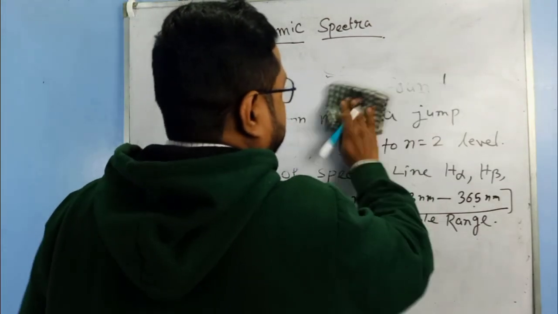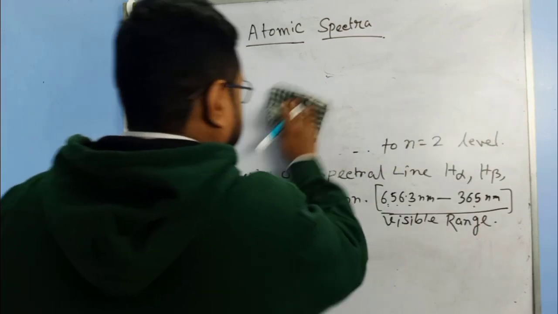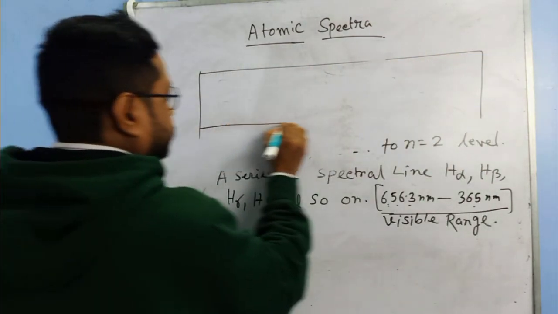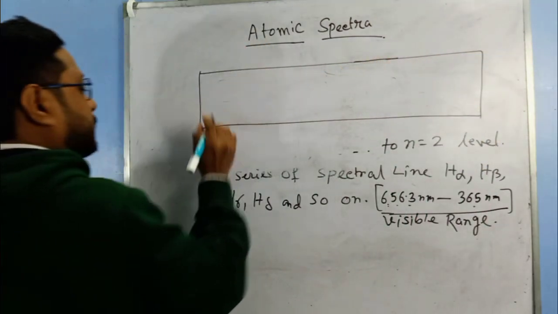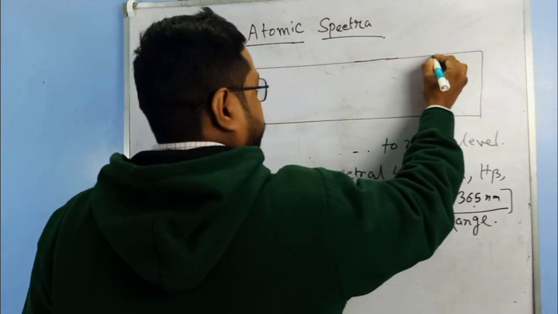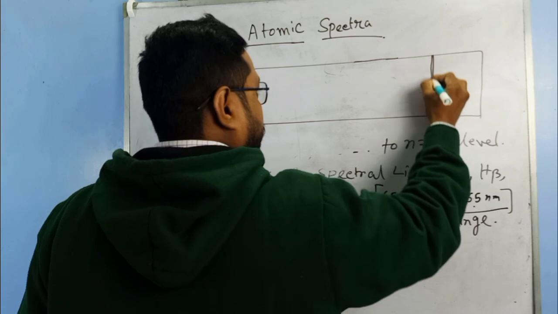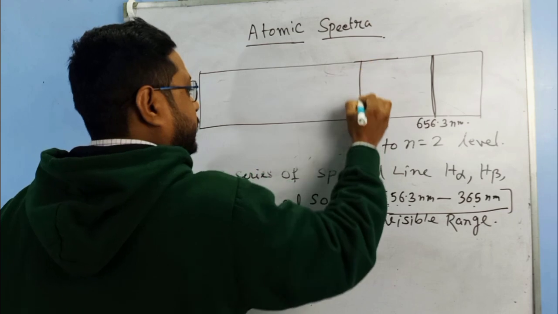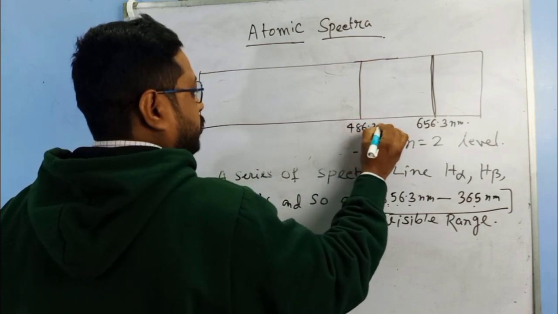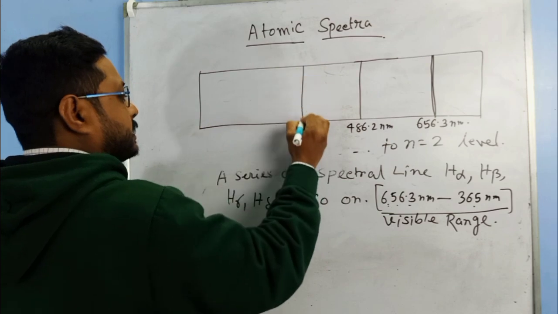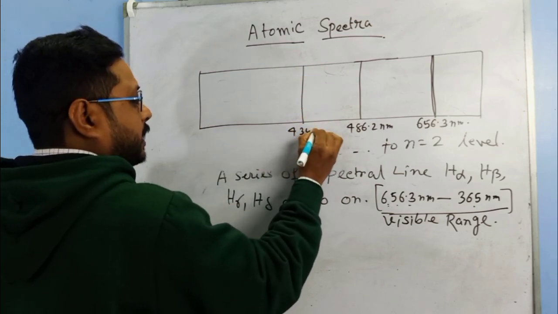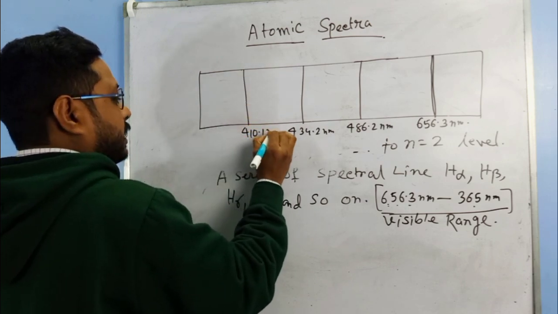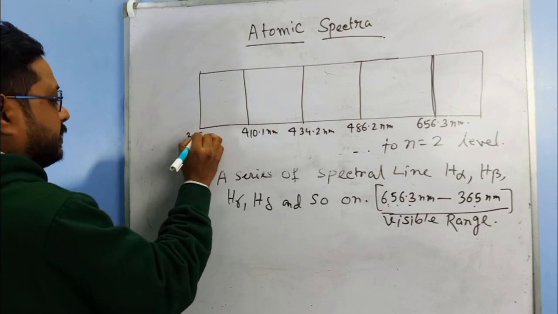then what can we get? This is not an energy level diagram but a Balmer series diagram. Suppose this occurred at 656.3 nanometer. Then it is 486.2 nanometer. Then it is 434.2 nanometer. Then it is 410.1 nanometer, and at last 365 nanometer.